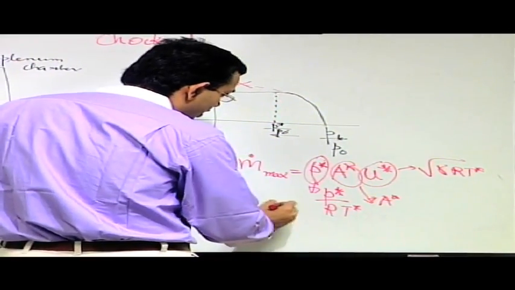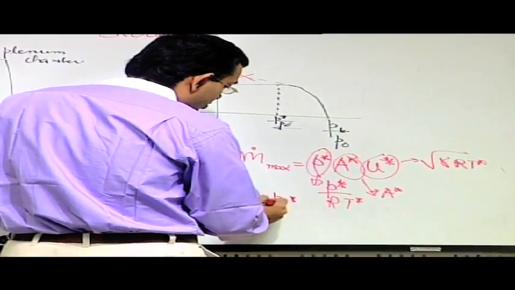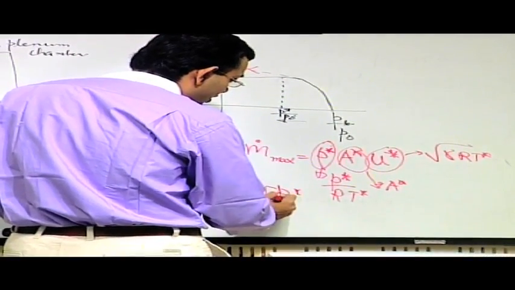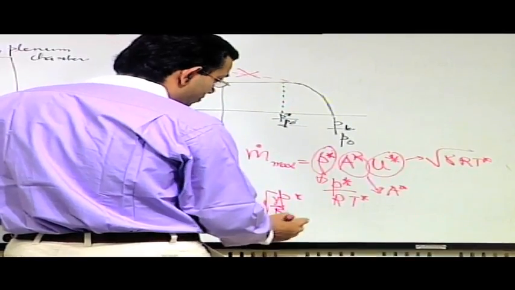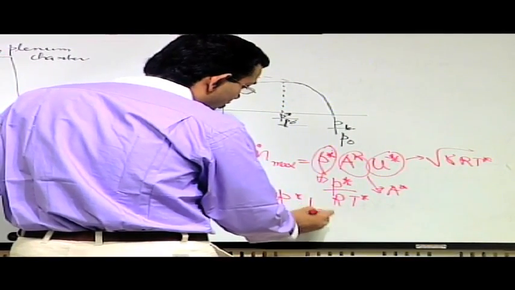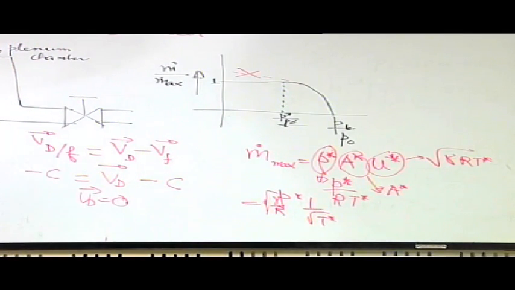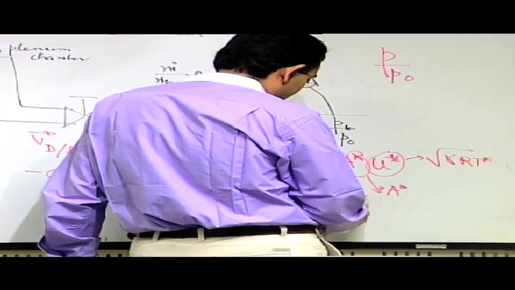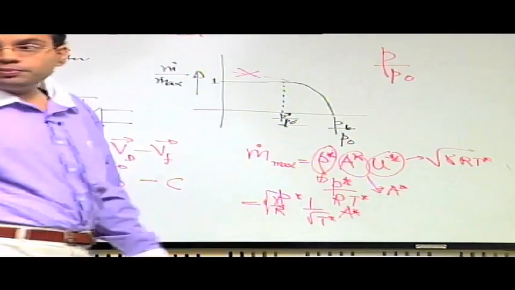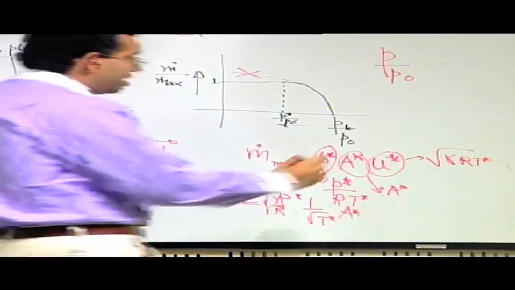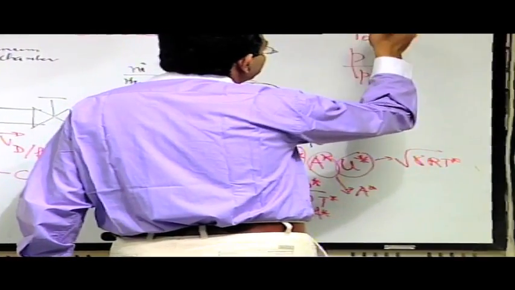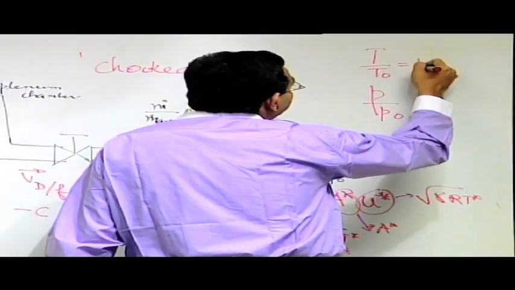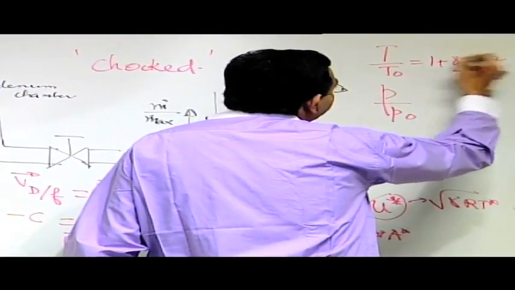So this is P star square root of gamma by R into 1 by square root of T star, into A star, right. You know the expression of P by P0, and you know the expression of T by T0 as a function of Mach number. For example, T0 by T is 1 plus gamma minus 1 by 2 M squared.